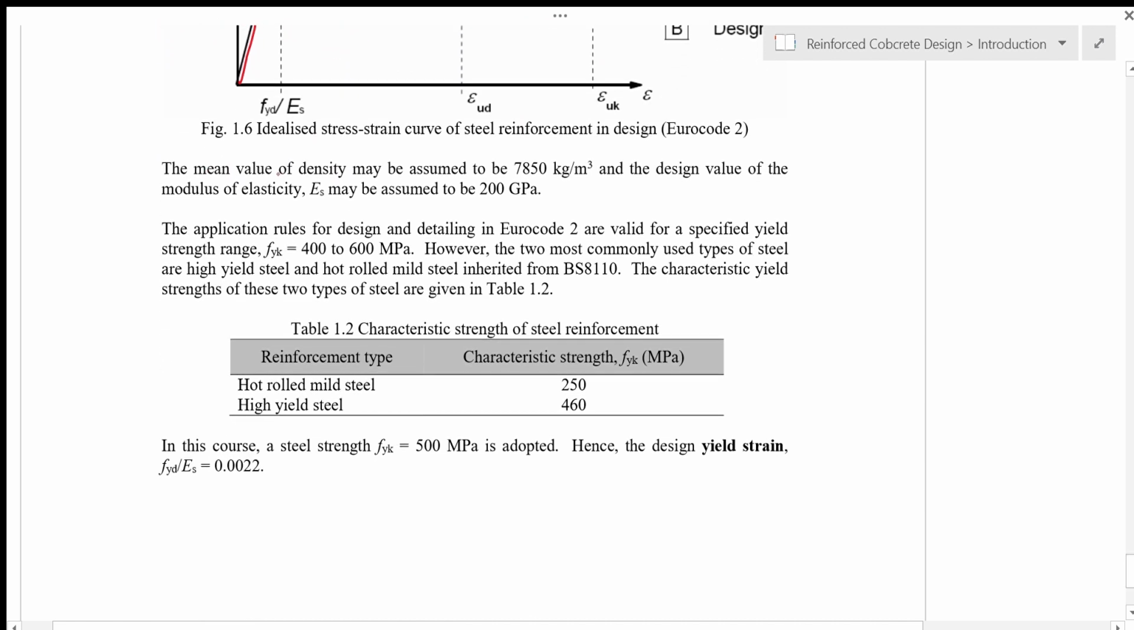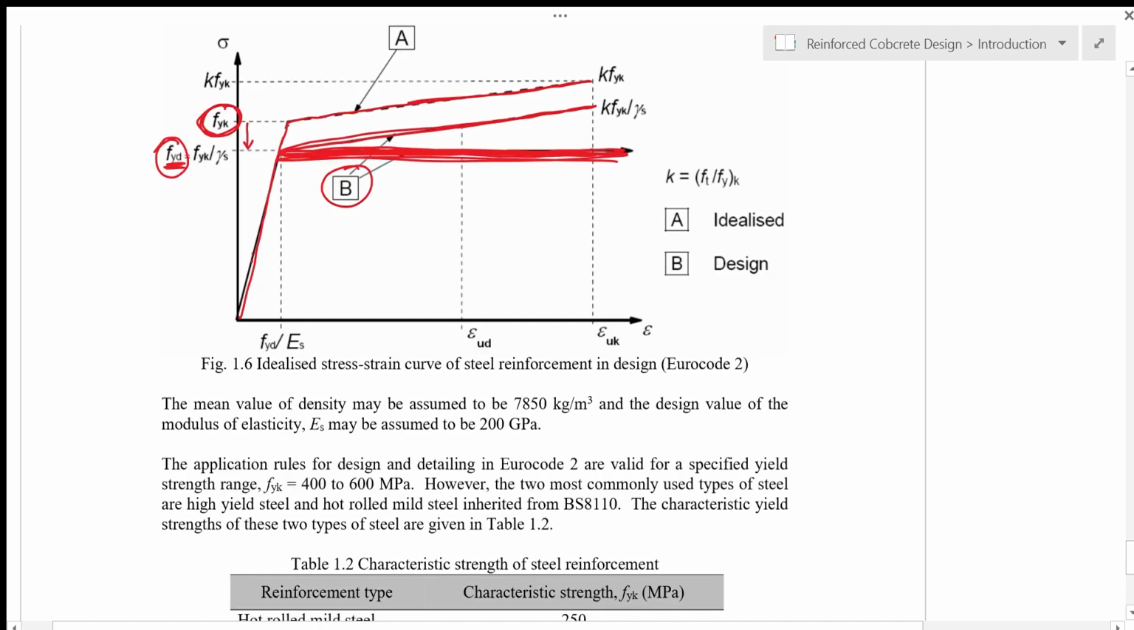So the mean value of density may be assumed to be 7,850 kilograms per cubic meter for the reinforcing steel. And then the design value of modulus of elasticity of the steel is given by this curve here. So this is the modulus of elasticity there, which can be taken as 200 gigapascal.